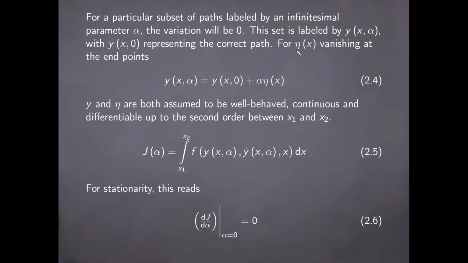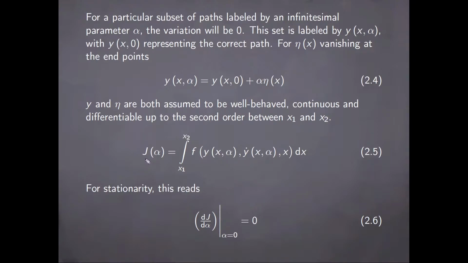For functions eta of x vanishing at the endpoints, the parameterization of these functions is given as follows. So y of x and alpha is going to be equal to y of x and 0, which is the correct function, plus the parameter alpha multiplying the function eta of x, which vanishes at the endpoints. y and eta are both assumed to be well-behaved, continuous, and differentiable up to the second order between x1 and x2.